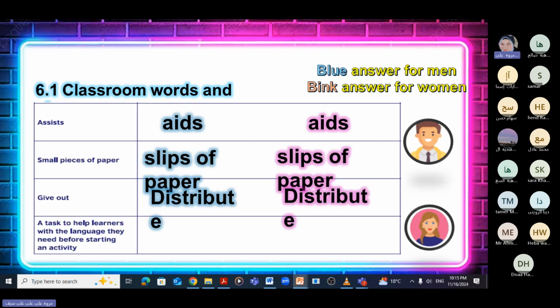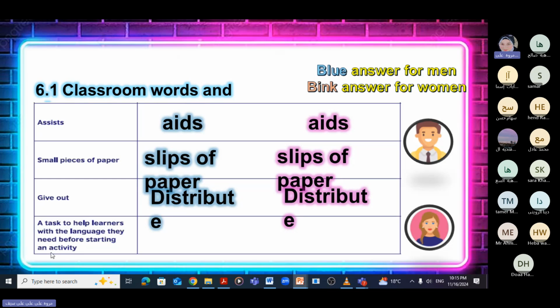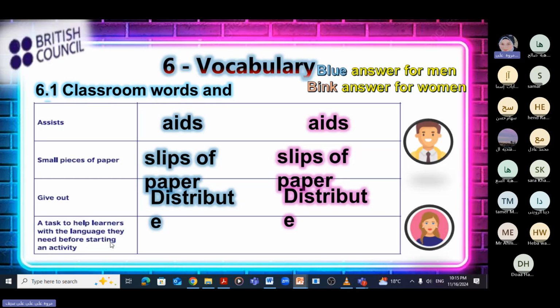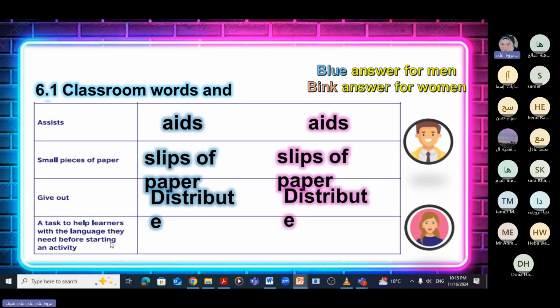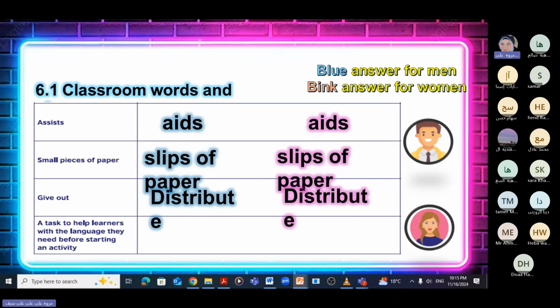But I'm sorry, we didn't have time to read the whole article. It takes time. Okay, the last one: we have a task to help learners with the language they need before starting an activity. When we do a task before we do another task, what do we call this task? Pre-teaching task. Excellent.